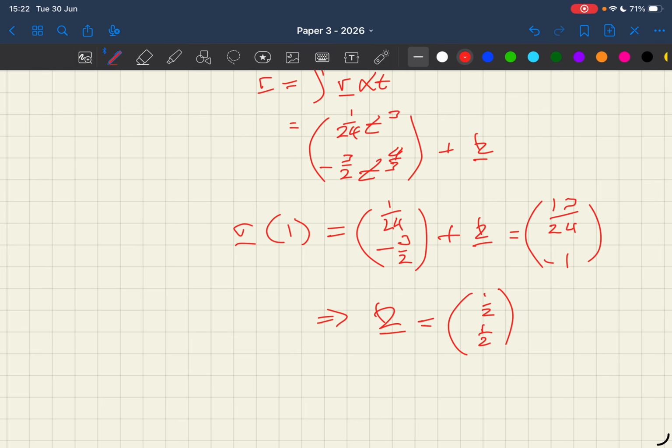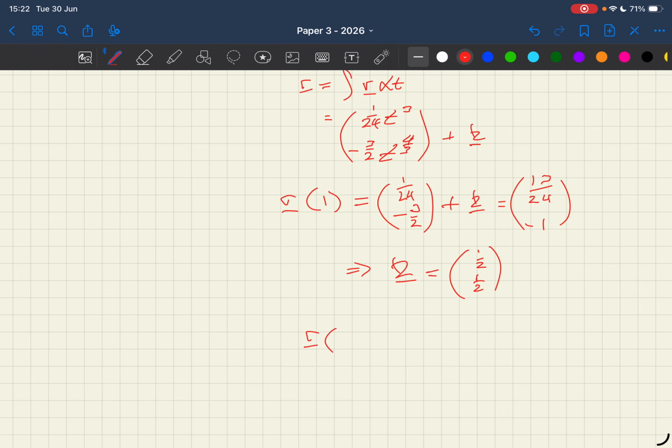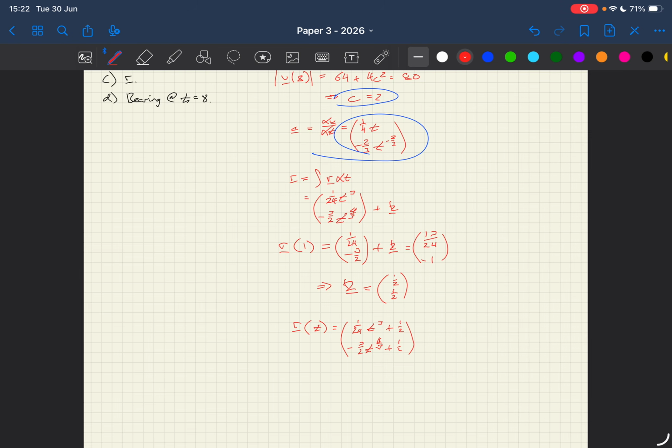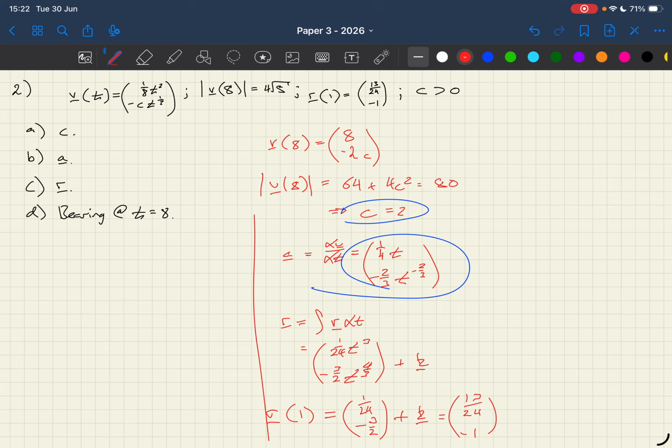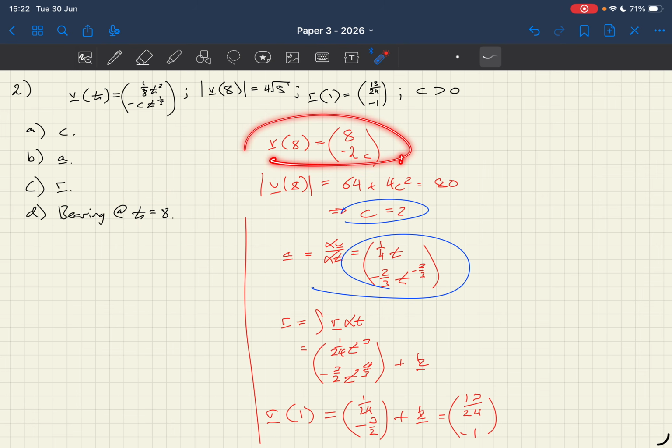So plugging it all back in together, what we're going to have for R? Well, we still have the 24th of t cubed, and I'm going to add a half to that, and then we'll still have the minus 3 on 2, t to the 4 on 3, and then still plus a half to that one. Lovely, looks good. We want the bearing when t is 8. So bearing, you need the velocity, you need the angle, basically, when t is 8. So to do that, let's take the velocity vector and plug in when t is 8. Well, we've already done a lot of stuff with 8, so we know this.